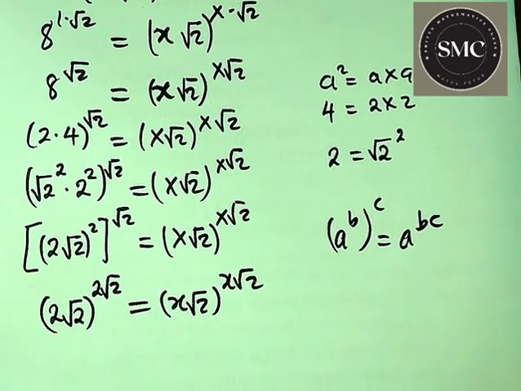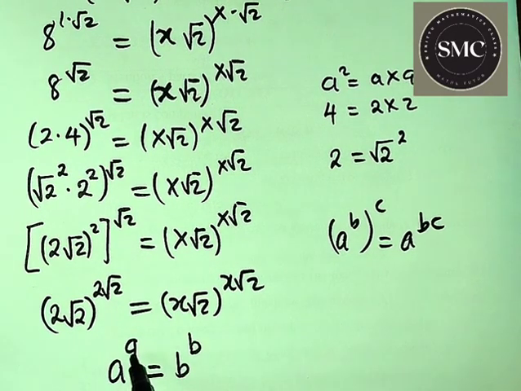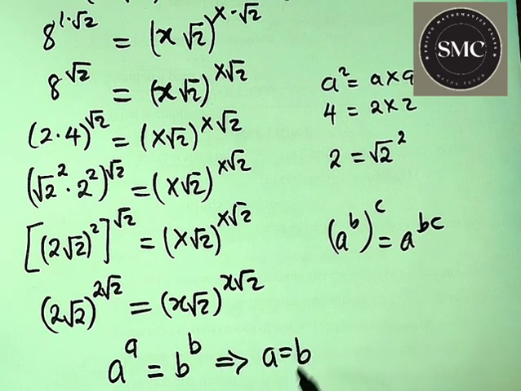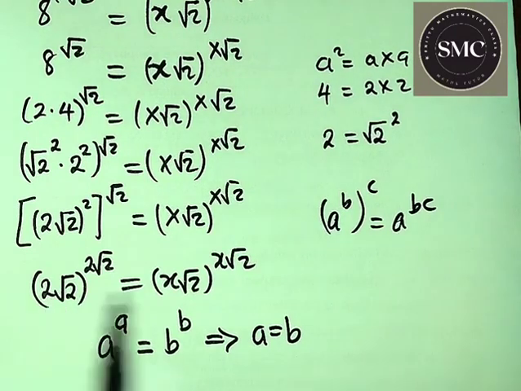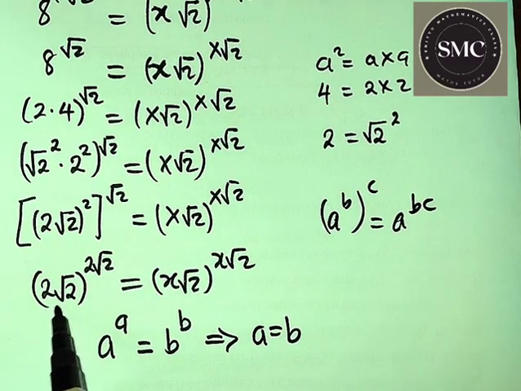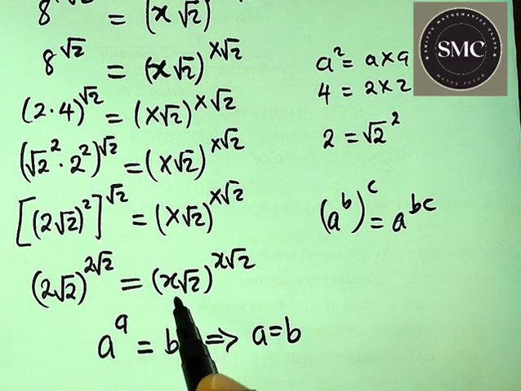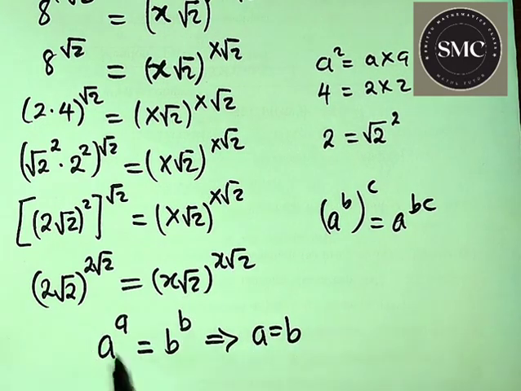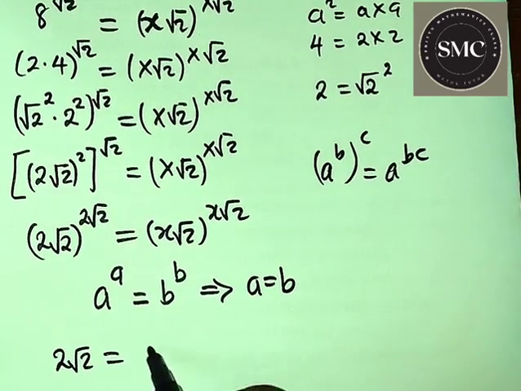So having this, what are you going to do? Whenever you have a to power a equals b to power b, that is a raised to itself, b raised to itself, this implies that a equals b. Now when you look at this here, you can see that 2 root 2 is raised to itself, and x root 2 is raised to itself. So now compare this with this equation. So we are going to have 2 root 2 equals x root 2.